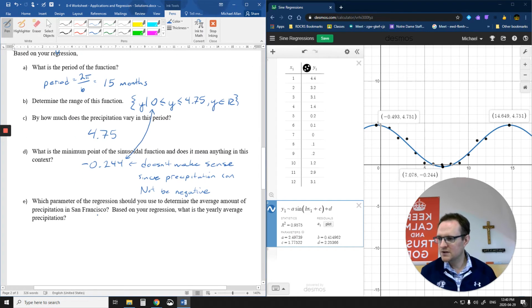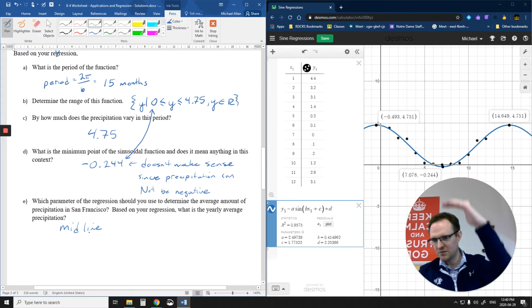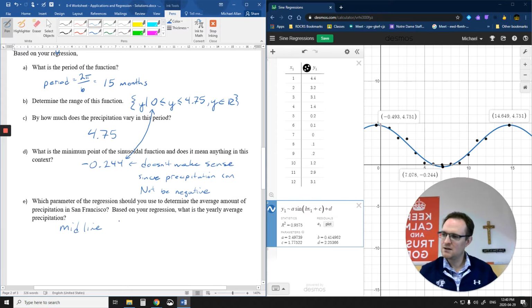Which parameter of the regression should be used to determine the average amount of precipitation? So based on the regression, what is the yearly average? Okay, so I would have to use the midline, right? So average is right in the middle there, halfway between the max and the min. I'm going to have to say midline. I'm going to put that halfway between max and min.